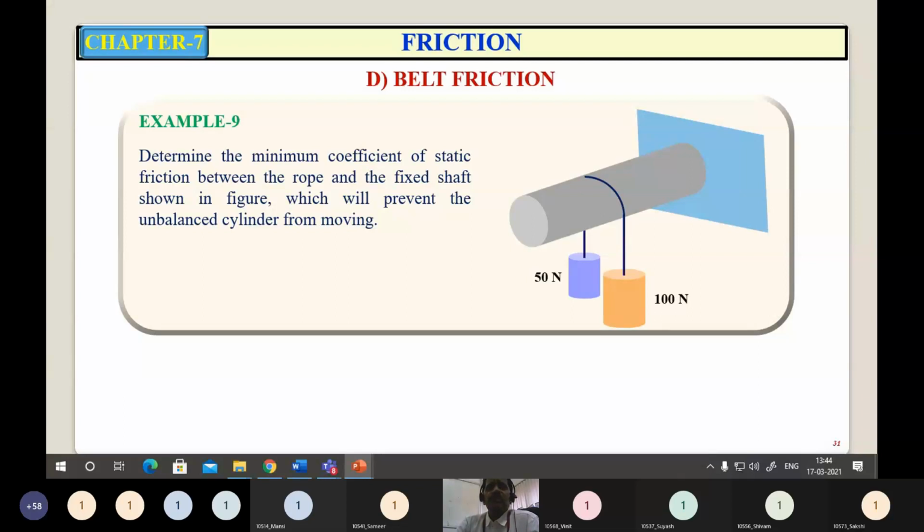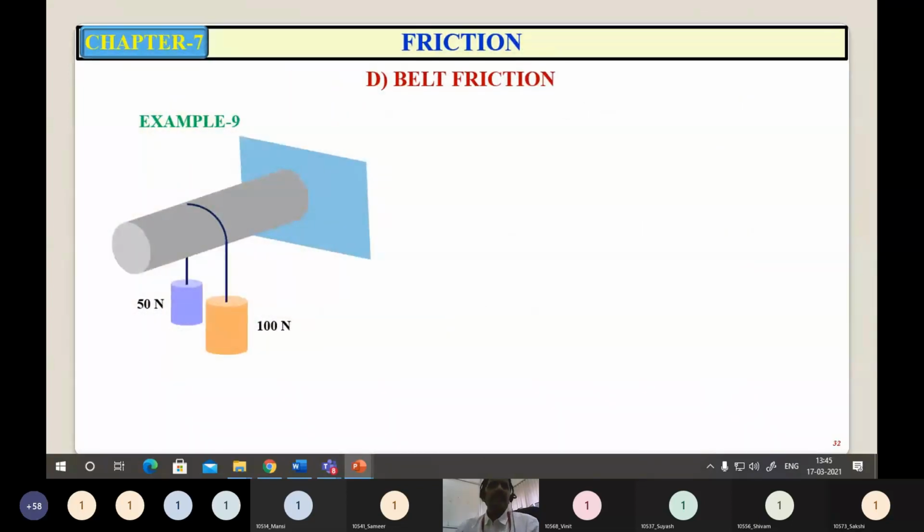Determine the minimum coefficient of static friction between the rope and the fixed shaft shown in the figure, which will prevent the unbalanced cylinders from moving. That means the system is in equilibrium. So what is the direction of impending motion? Obviously this 100 Newton cylinder will tend to move downwards, whereas this 50 Newton cylinder tends to move upwards.